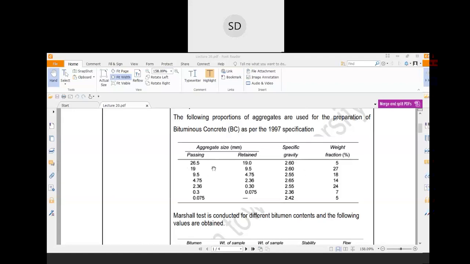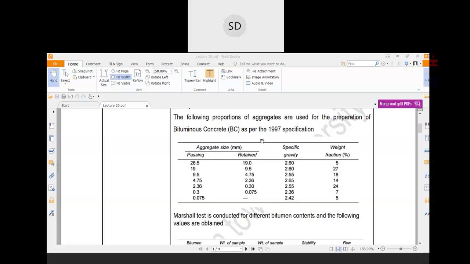In this case also, the percentage weight of each fraction is given. So in an aggregate mix, there would be different size designations of the aggregate, and these different sizes are mixed in proportion to these values. These are the percentage values by weight: 5%, 27%, 18%, 14%, 24%, 7%, and 5%. If you add up all these percentage values, you will get 100%. That is the total weight of the aggregate.